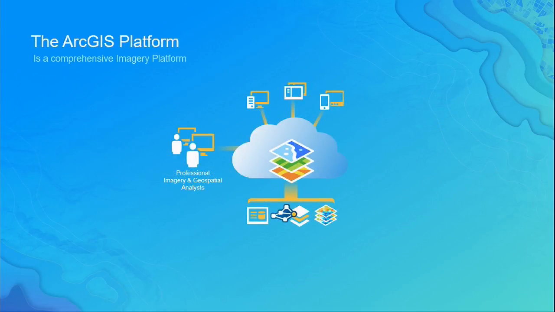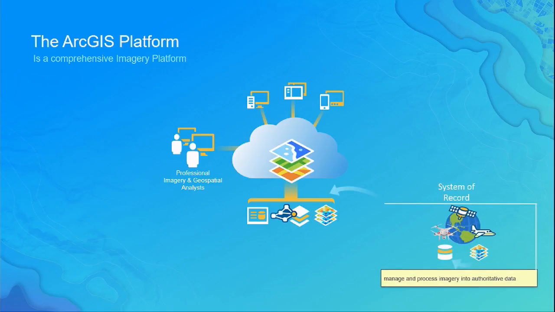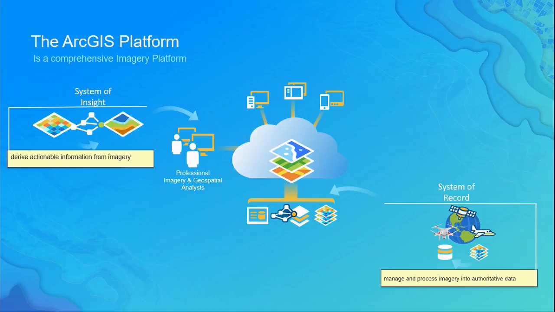So a lot of you have probably seen this slide already, similar slides. ArcGIS is a platform. Now, ArcGIS is also a comprehensive imagery platform. It provides a system of record which essentially manages and processes large volumes of imagery to create rich information products. And the primary information model here is the mosaic data set. Next, ArcGIS provides a system of insight. This is used to extract meaningful information from imagery by performing analytics on these massive volumes of imagery.